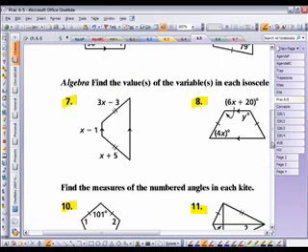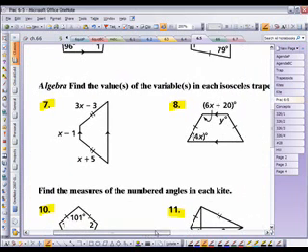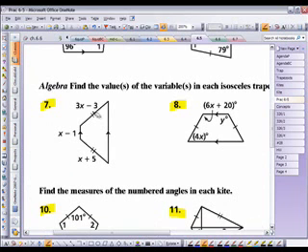All right, now some algebra involved. We want to find x. We know these legs are the same length. This doesn't really help us, so we just say 3x minus 3 is equal to x plus 5. So 2x is equal to 8, and x is equal to 4.